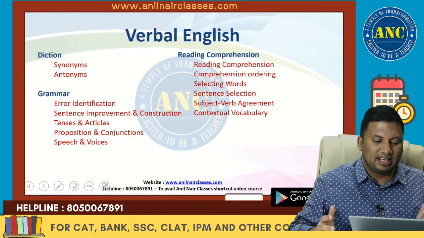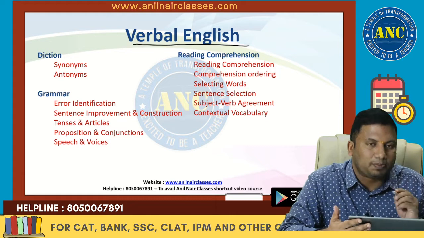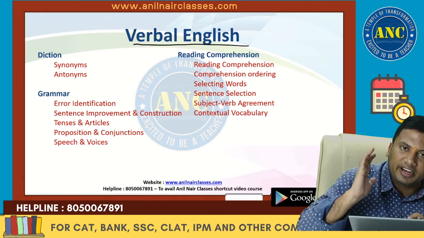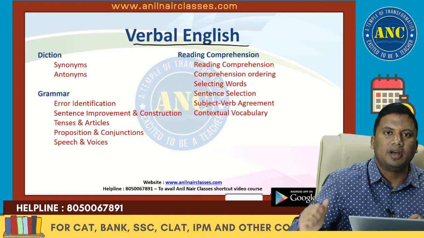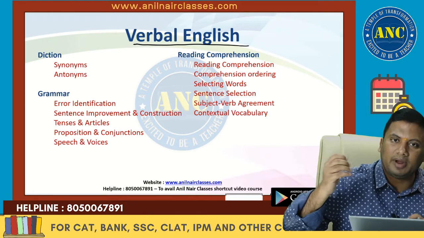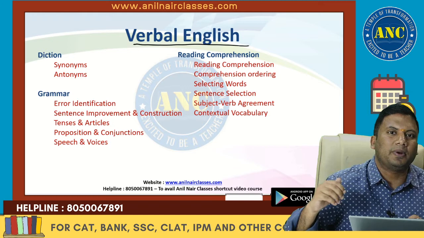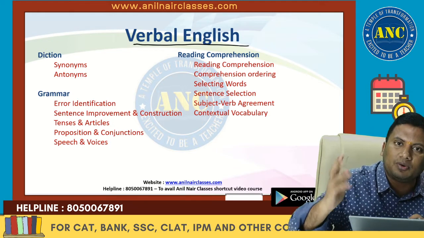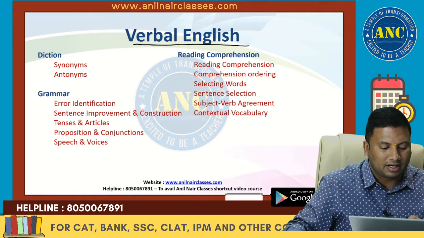Now let us see the verbal English part. In the quant section, of 25 questions, 50 to 60% are from arithmetic and 20% from number system and algebra. The remaining 10% are from advanced mathematics, geometry and modern maths.